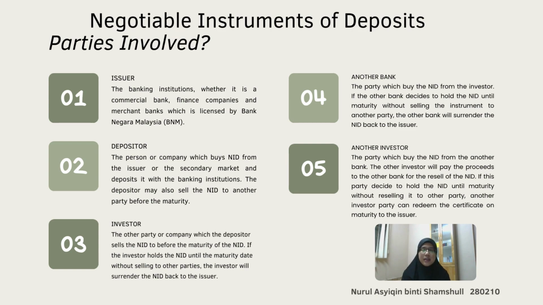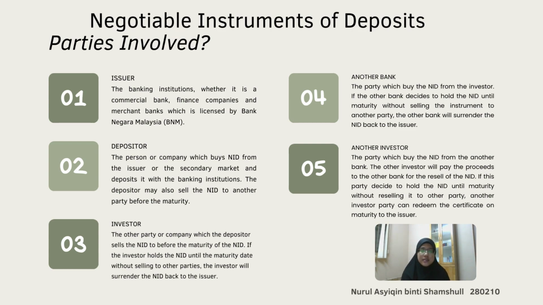As for another bank, if the investor does not hold the NID until maturity but instead sells the NID to another party, which is the other bank, the other bank will pay a deposit to the investor for the NID when the investor chooses to resell the NID rather than holding it until maturity. If the other bank decides to hold the NID until maturity without selling the instrument to another party, the other bank will surrender the NID back to the issuer and will receive the principal along with the last interest of the NID from the issuer.